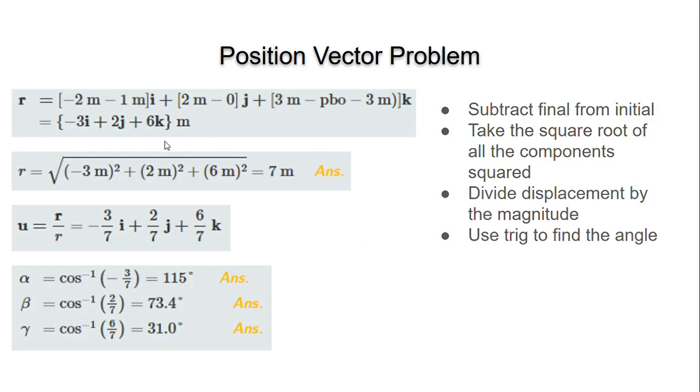Now, if we divide our position vector by our magnitude, we get a unit vector. And what that allows us to do is figure the angle from each axis to the rubber band. And as we see, it's 115, 73.4, and 31. Those are all correct answers.